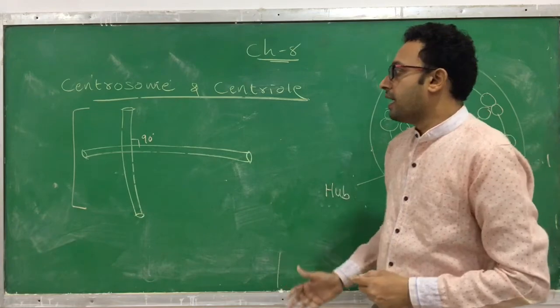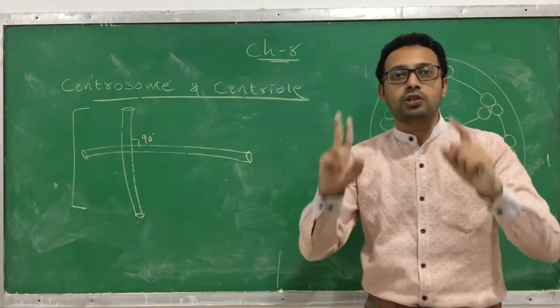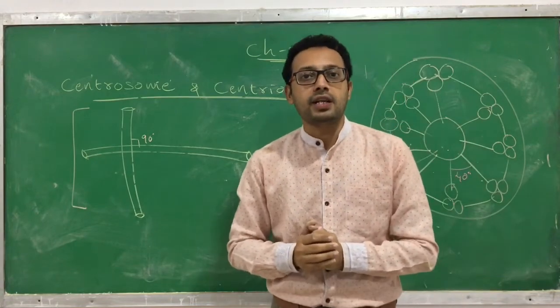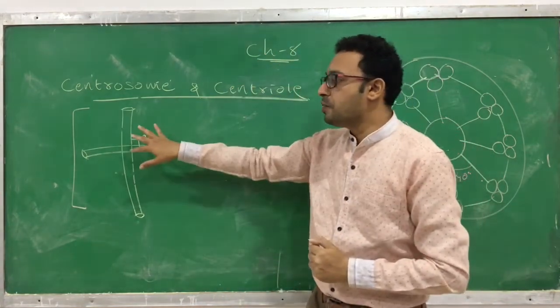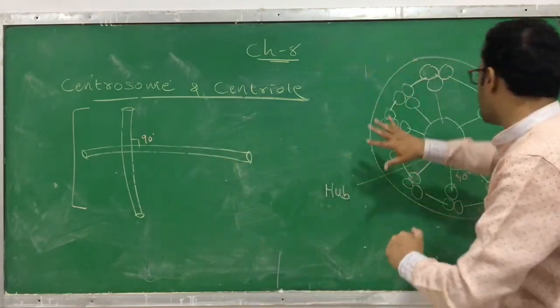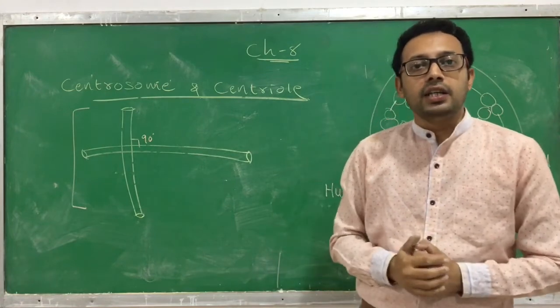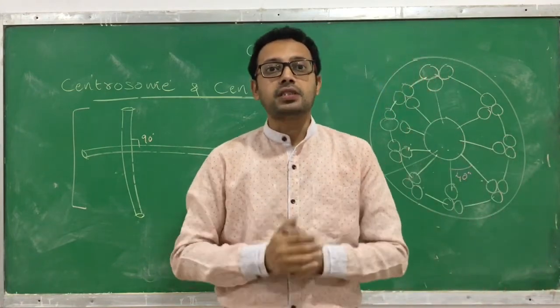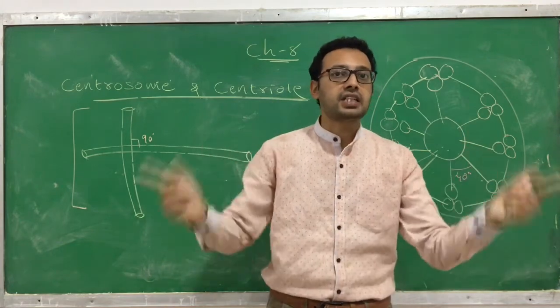Okay, and these two centrioles combine together and form the centrosome, because the centrosome has a perpendicular arrangement of two centrioles. So the centrosome is made up of centrioles, and this is the inner arrangement of a centriole. This centriole is only found in animal cells. Plant cells do not have a centriole. That we have already discussed.